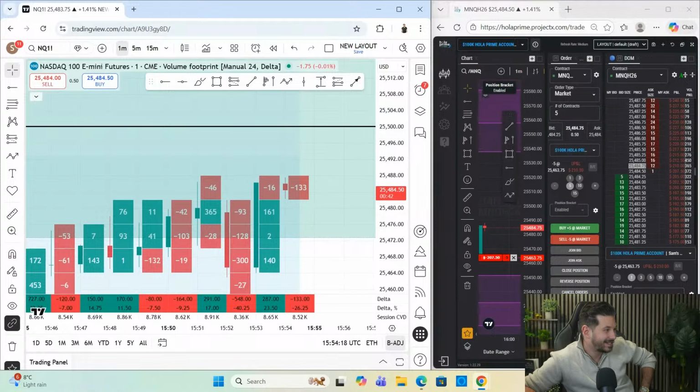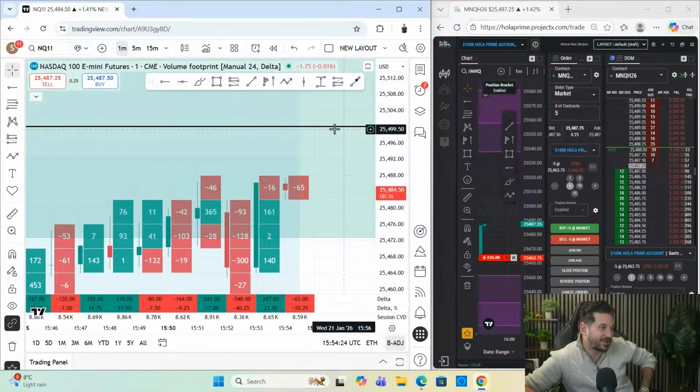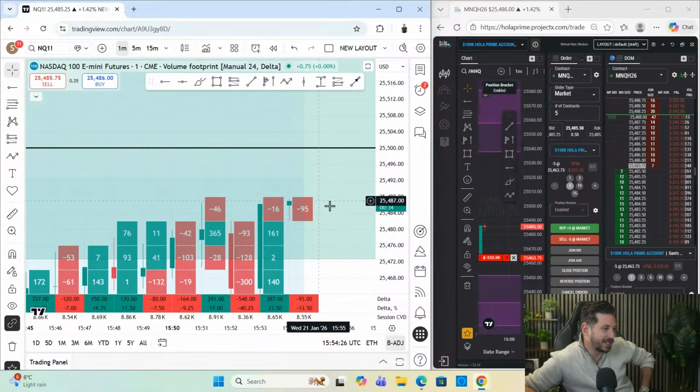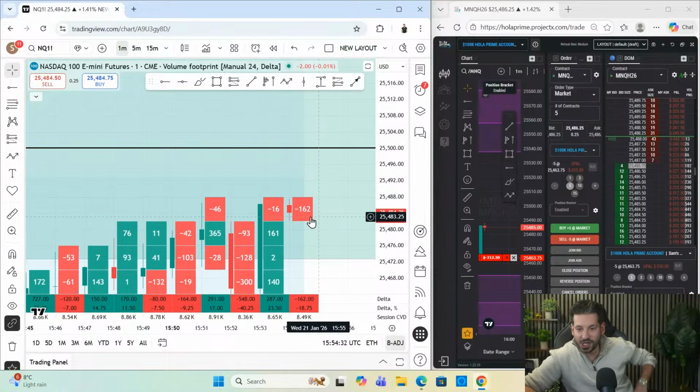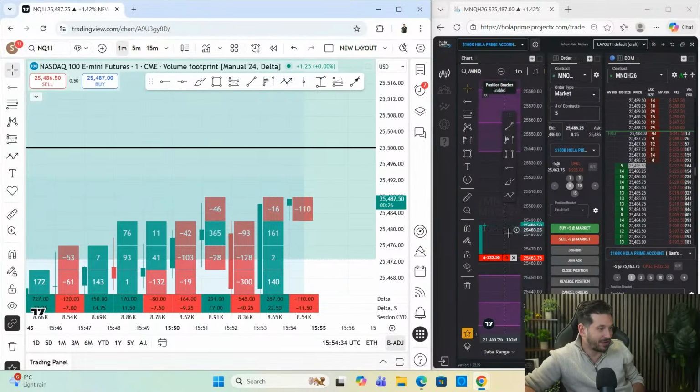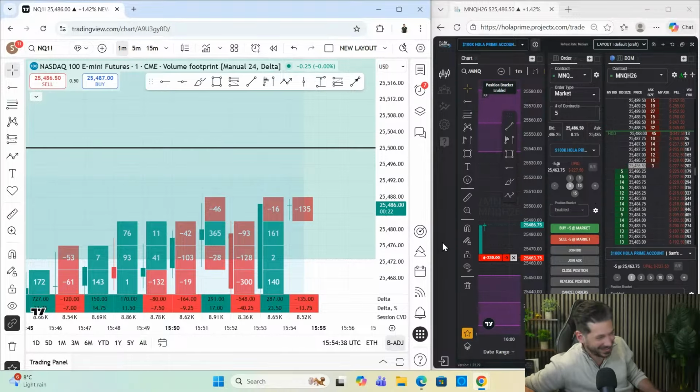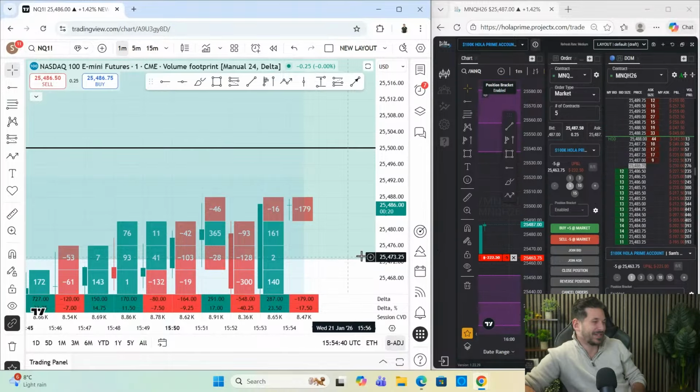Come on. I mean, 25,500 would be great. That would be lovely, if we got that 25,500. And just for shits and giggles, I will full port the Ola Prime account at 25,500. It's just full port. Who cares?